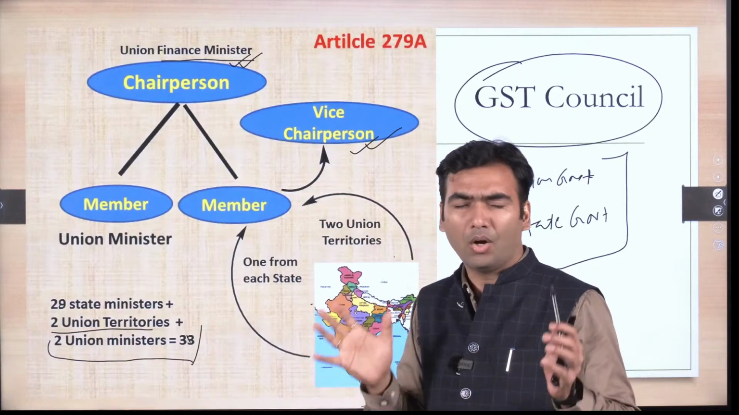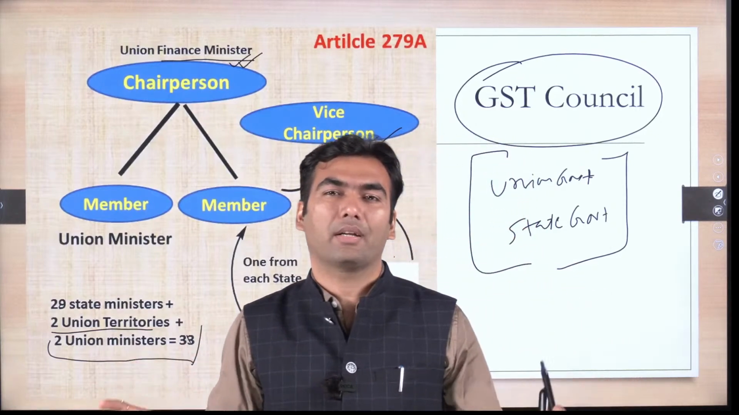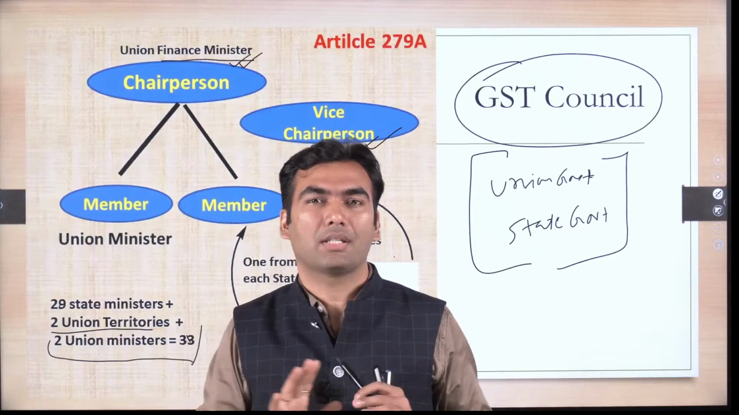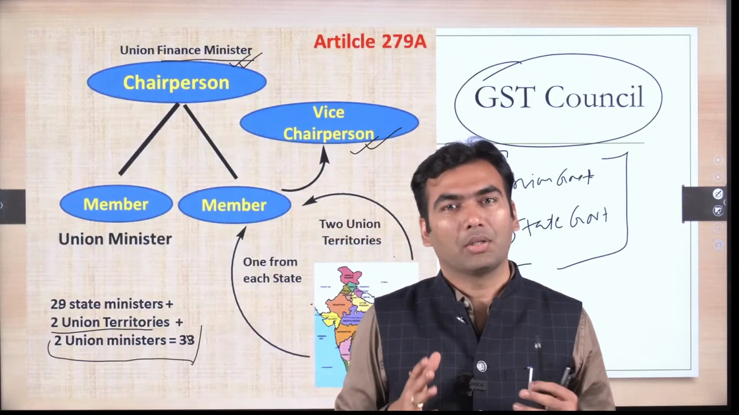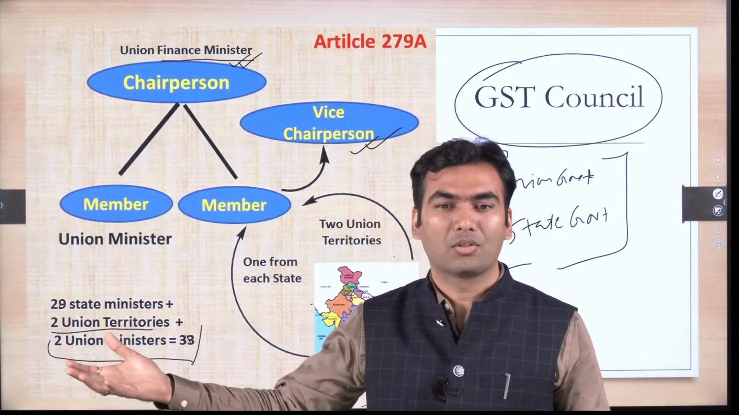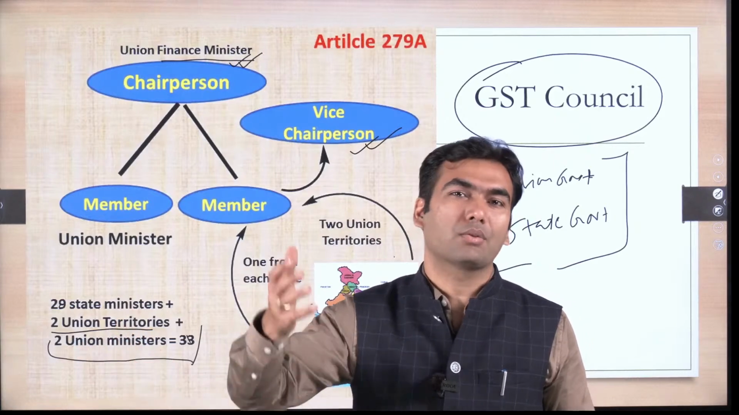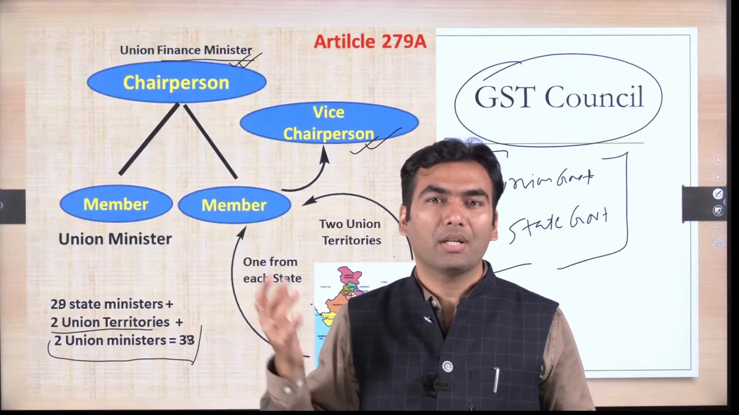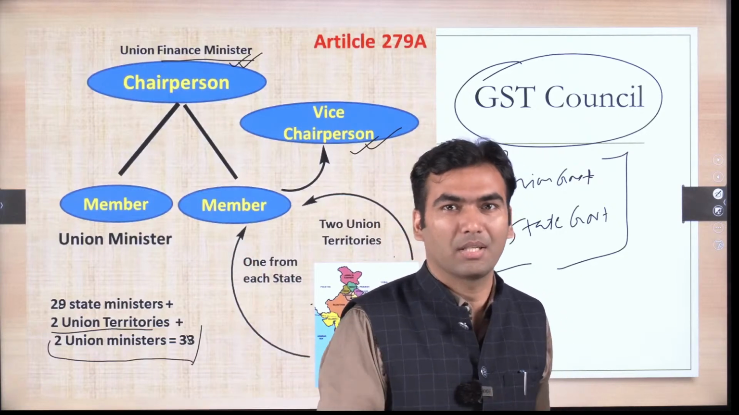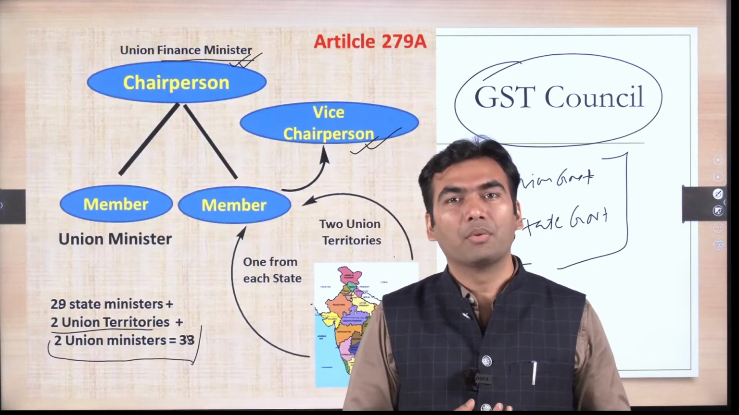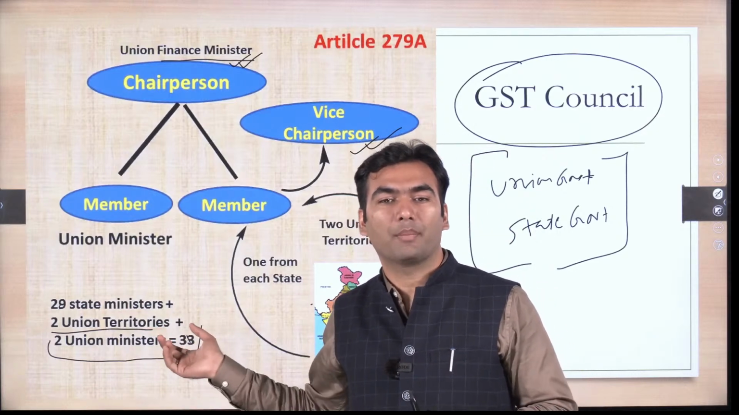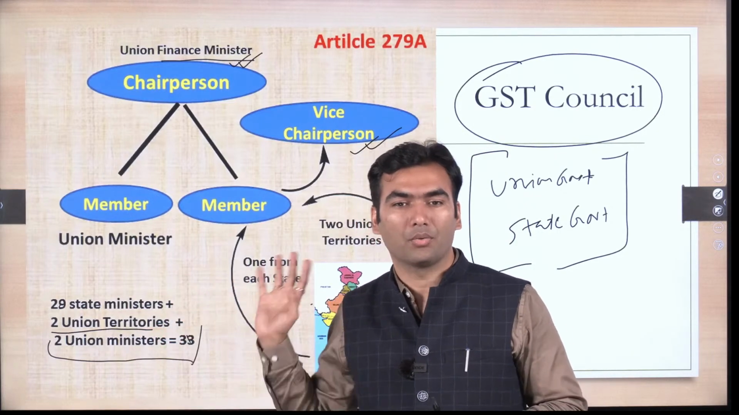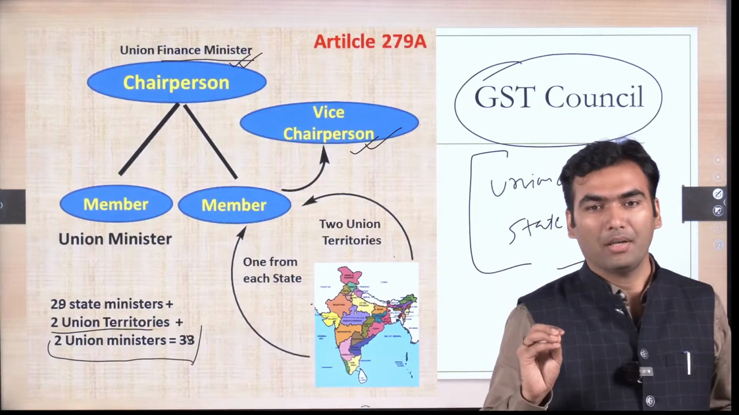So simple, all the finance ministers in our country are going to be members of the GST Council. Naturally, the union finance minister is senior to all the finance ministers, so he is going to chair the GST Council. Since the chairperson is from the union government, the vice chairperson is from one of the state governments, and from the union government there are two other union ministers also in this council. It's as simple as that.